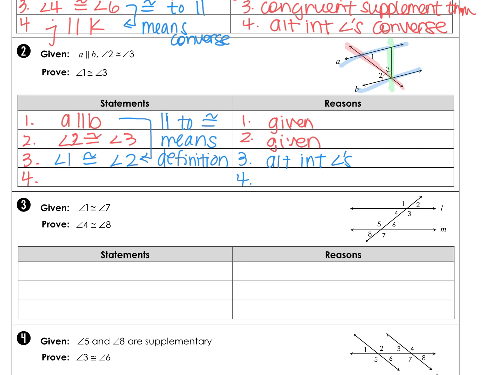And then what is my last step going to be? What's the reason, the statement? Good. Angle 1 is congruent to angle 3 from my proof. And then, yes, very good. My last reason is transitive.